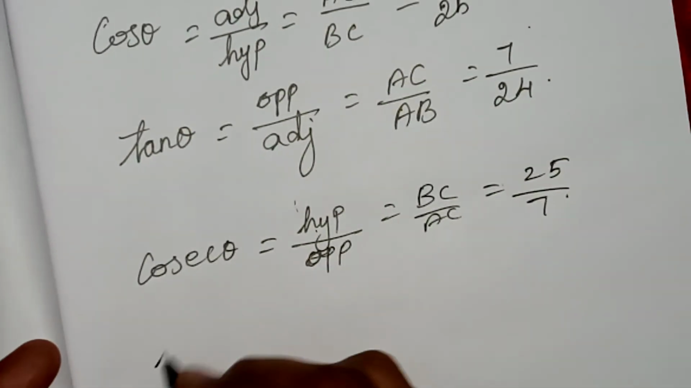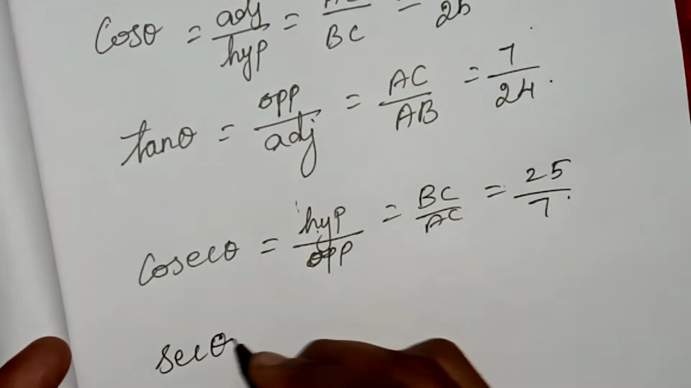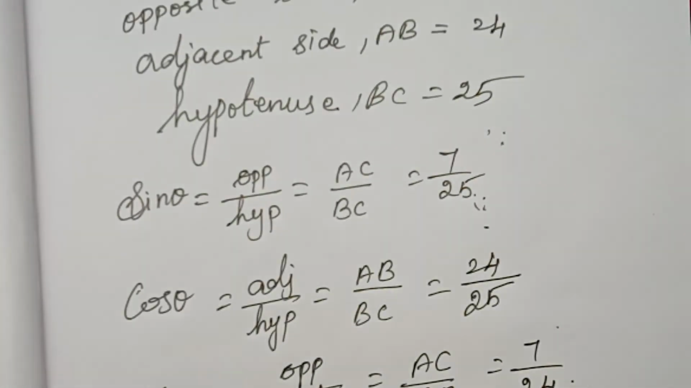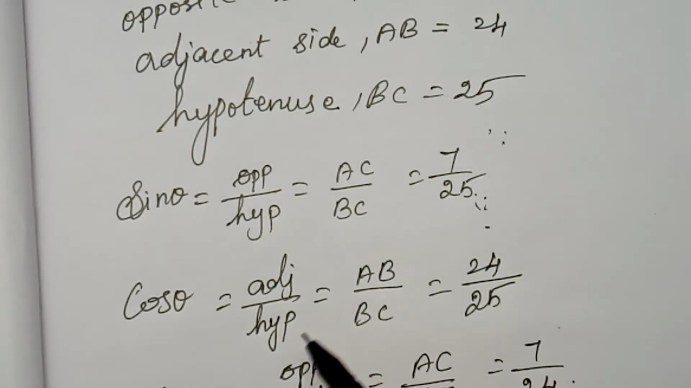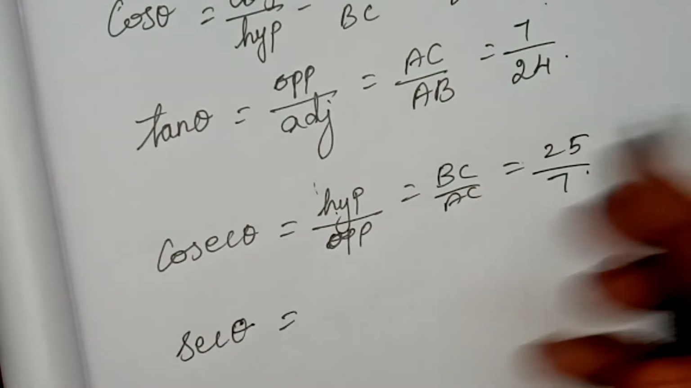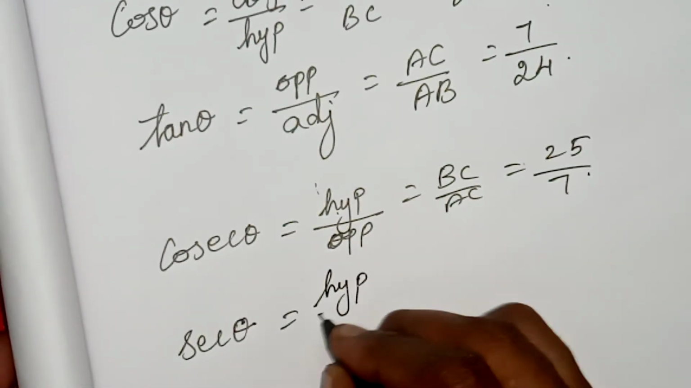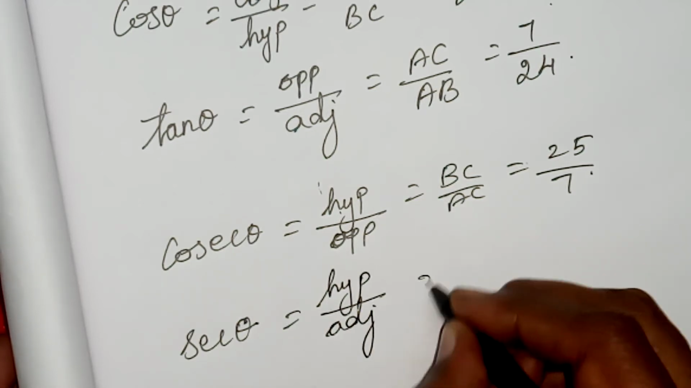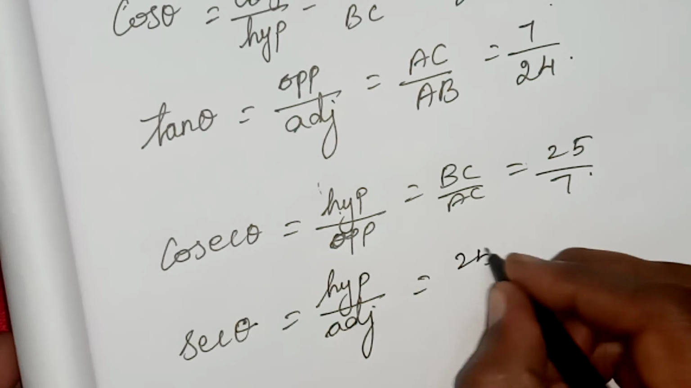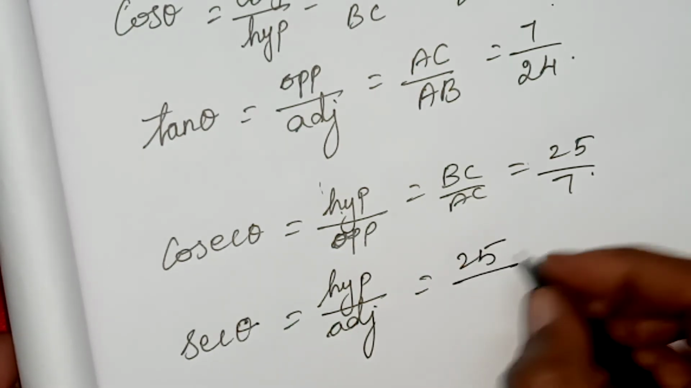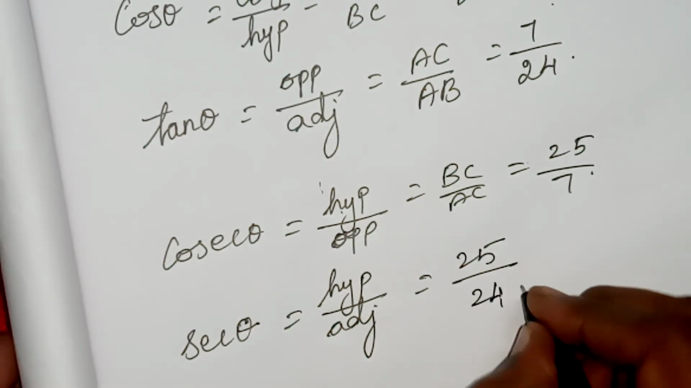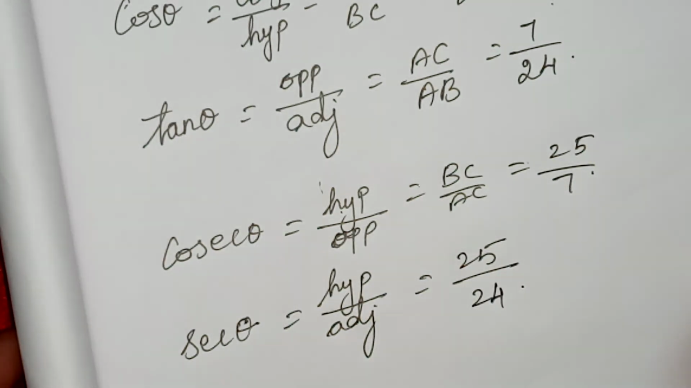Next, secant theta is the reciprocal of which one? Cos theta. Cos theta is adjacent side by hypotenuse. So secant theta is hypotenuse by adjacent side. What is the hypotenuse? Hypotenuse is 25 divided by which one? Adjacent side is 24. Secant theta is equal to 25 by 24.